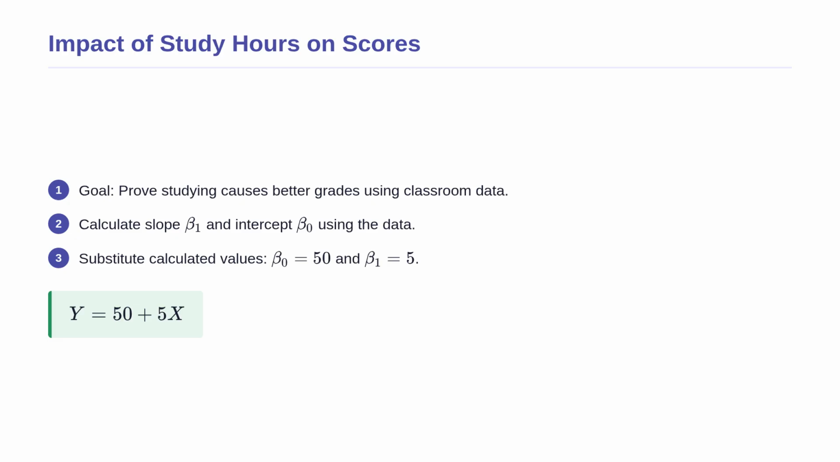After plugging our classroom data into the complex slope formula we just saw, we calculate an intercept of 50 and a slope of 5. This simplifies our model to a clean equation. Y equals 50 plus 5 times x. This final answer tells us that a student studying 0 hours gets a baseline score of 50, and every additional hour increases their score by exactly 5 points. This perfectly demonstrates quantitative analytical research.